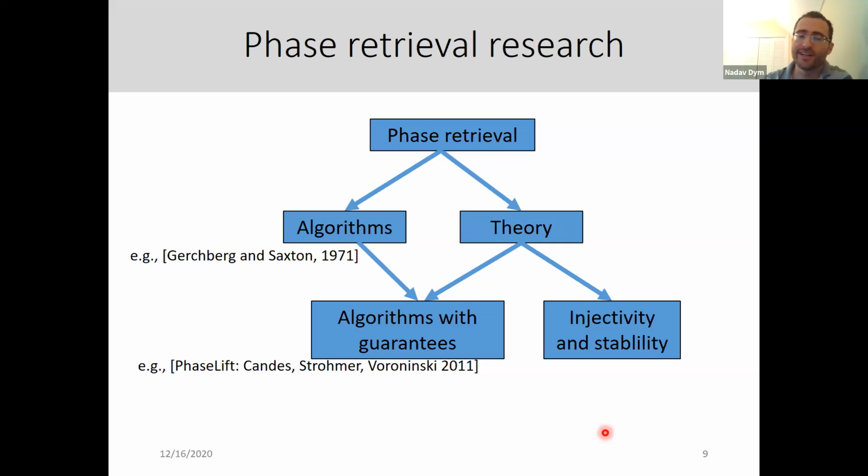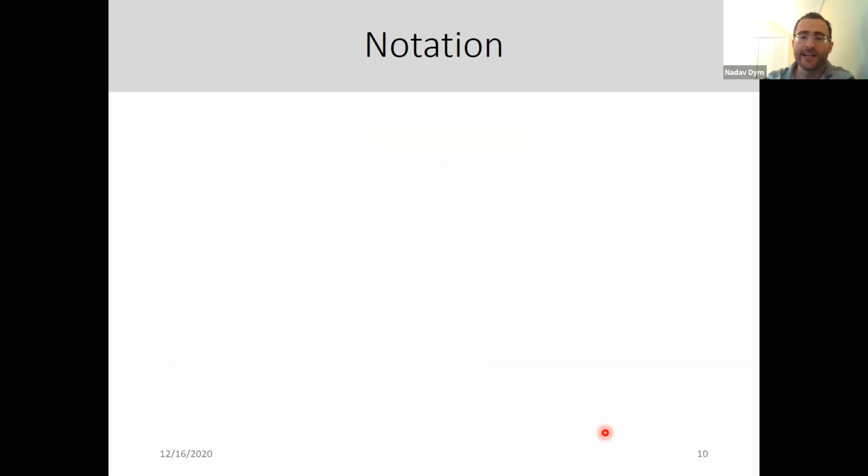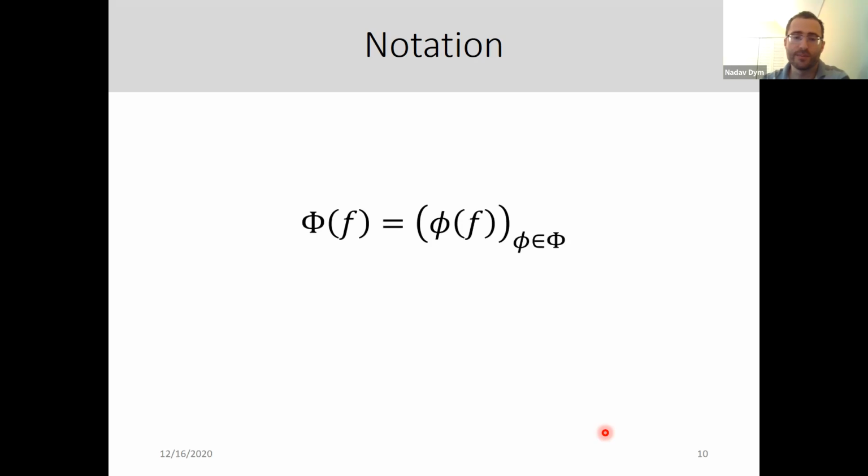Okay, so what do we know about this? In the next few slides, I'm going to talk about whether this problem is stable and injective, and then talk a little bit in more detail about what we are doing exactly in that world. To do that, we have to introduce some notation. Remember that capital phi is a collection of measurements, finite or infinite.